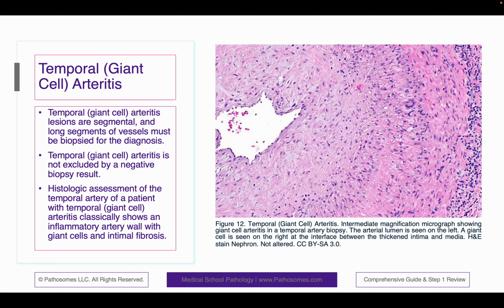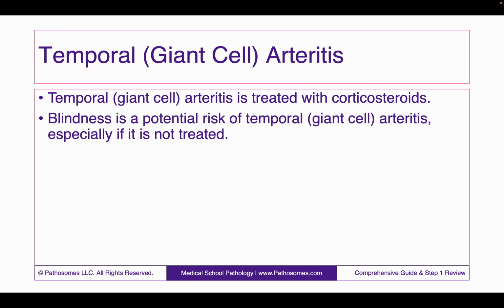Histologic assessment of the temporal artery of a patient with temporal arteritis classically shows an inflammatory artery wall with giant cells and intimal fibrosis. Temporal arteritis is treated with corticosteroids. And unfortunately, blindness is a potential risk of temporal arteritis, especially if it is not treated.